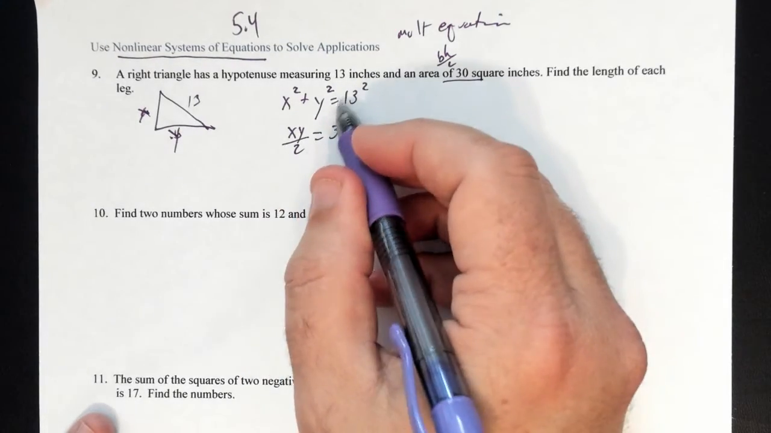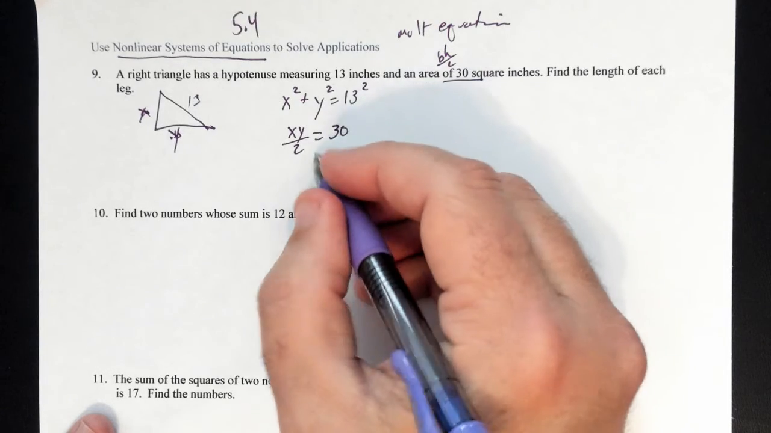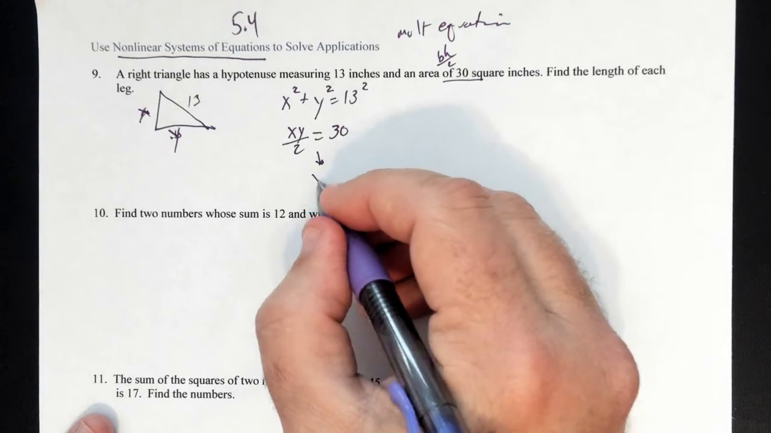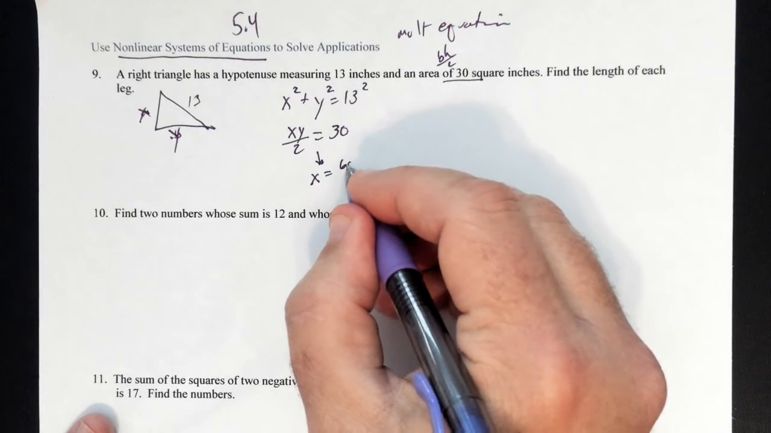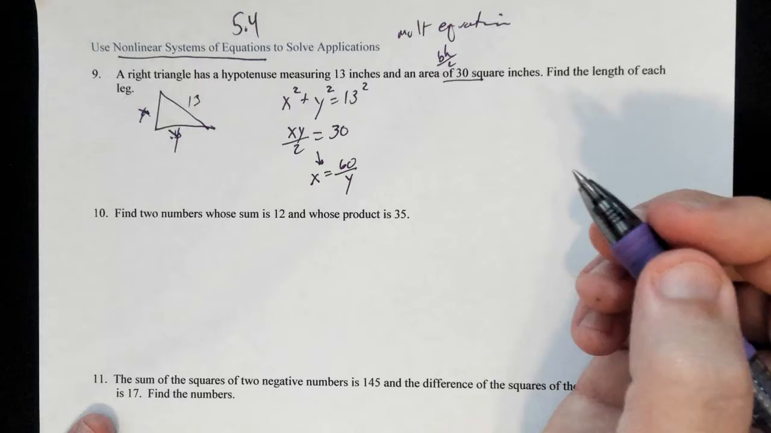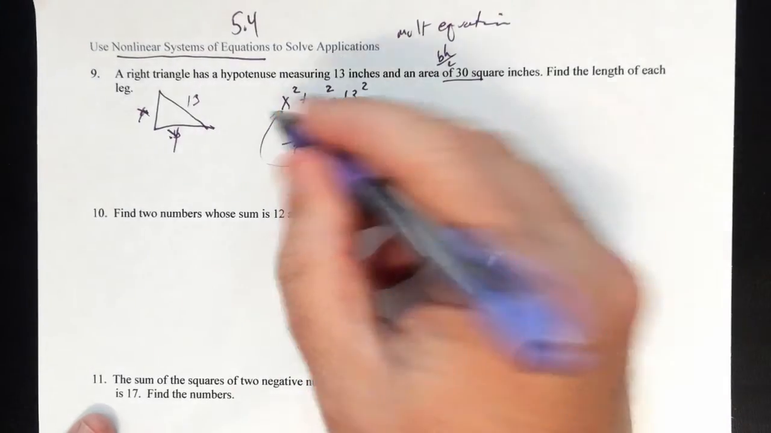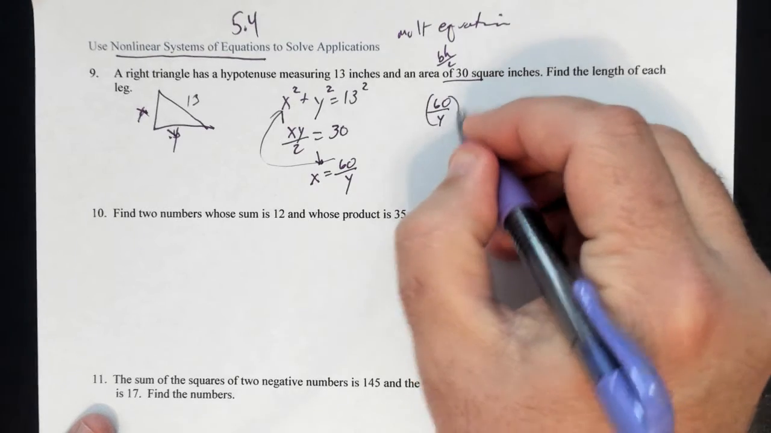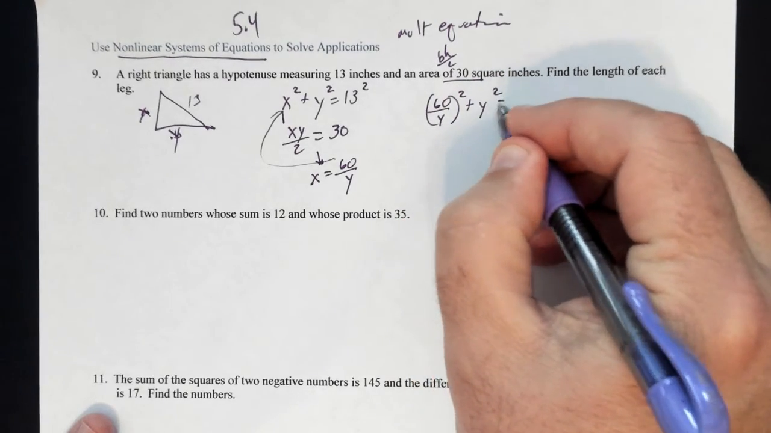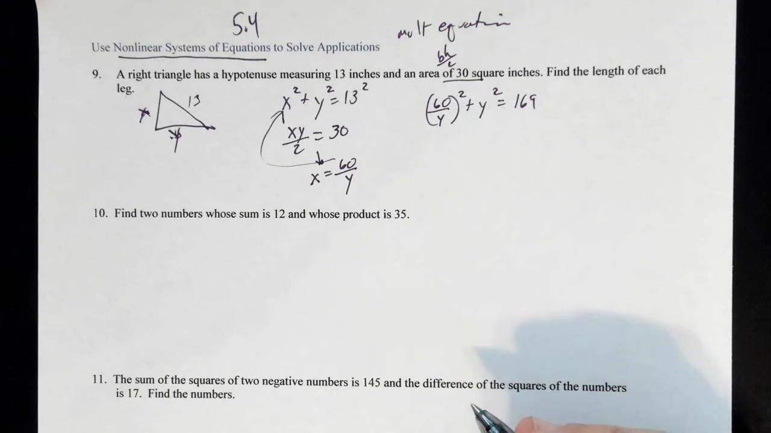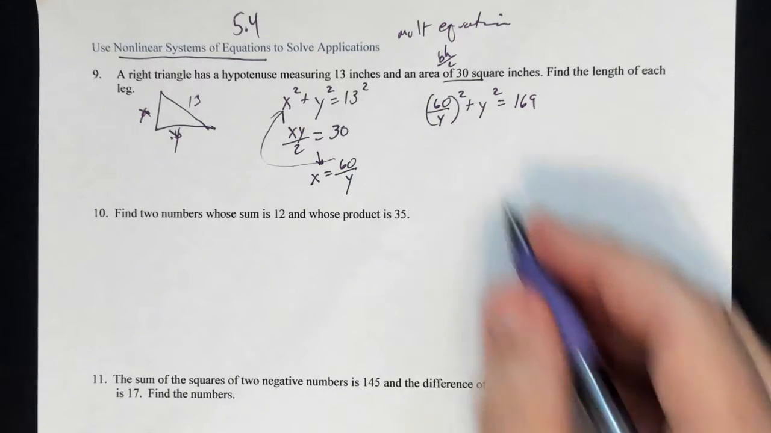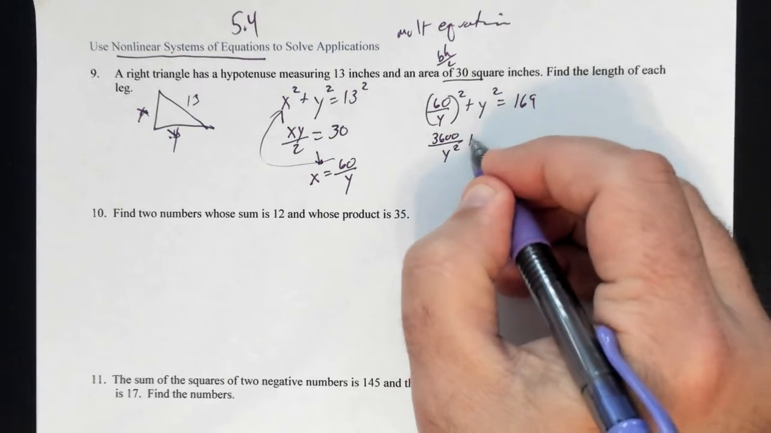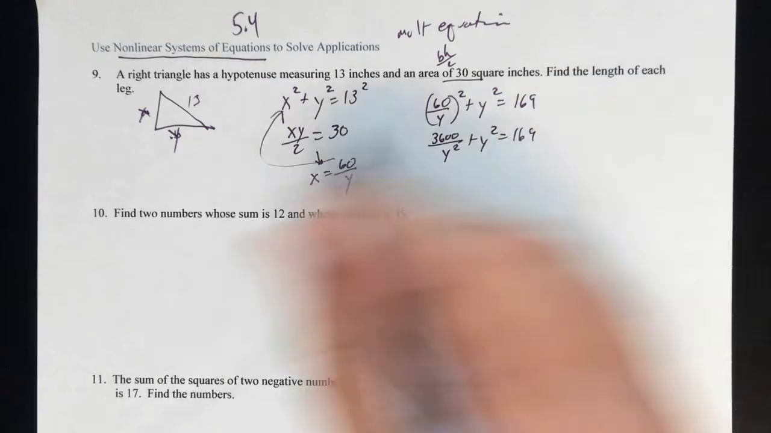You don't want square roots, so it's easiest to solve this one for a letter. We're going to multiply both sides by 2. Let's say we solve for x. We would get 60 and then divide by y. And then this is going to get plugged into here. That's the substitution method. 60 over y squared plus y squared is equal to 169. That's 13 squared. Now this is going to be 3600 over y squared plus y squared is equal to 169.